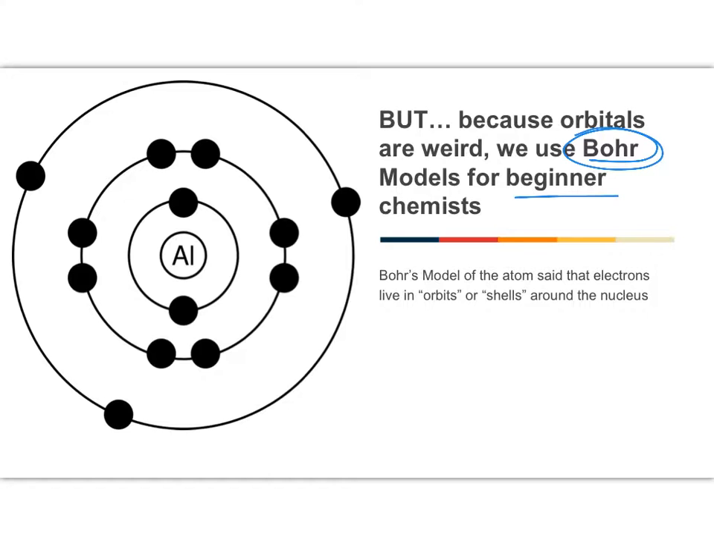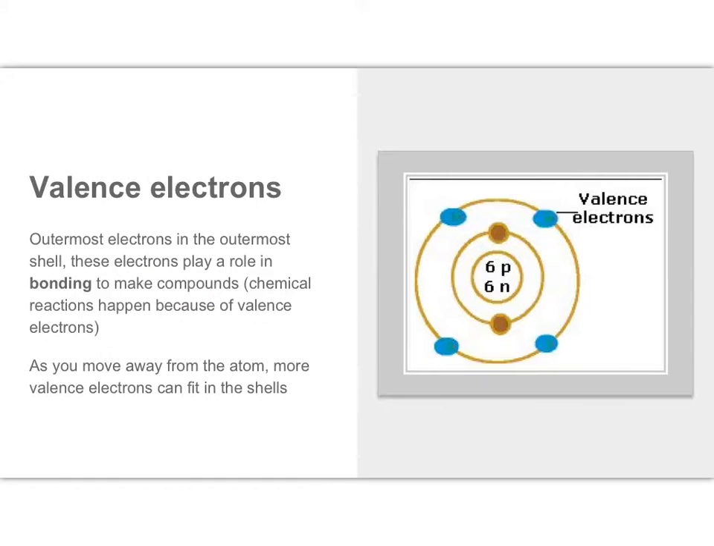But if you look at this Bohr model, it's very easy to tell what the element is, how many electrons are around it, and so on and so forth. So we use the Bohr model to make things easier for us to understand. That doesn't necessarily mean it's 100% accurate, but it's much easier for us to study.